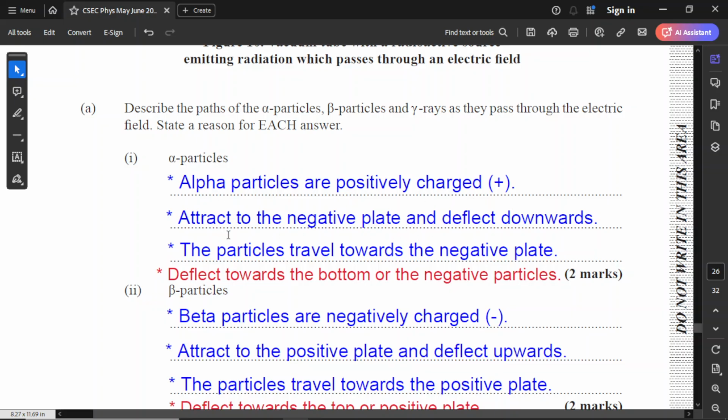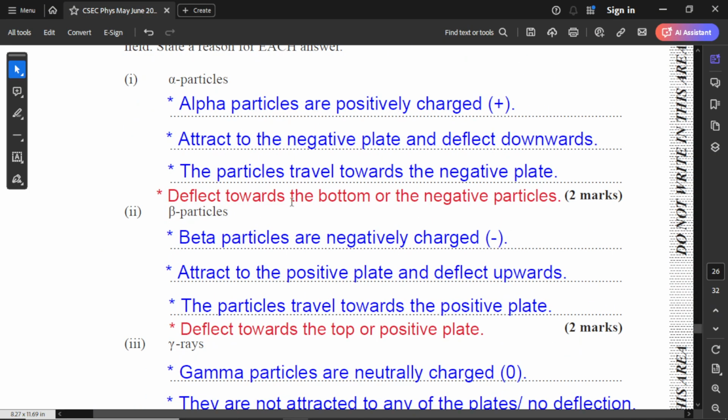You don't have to have everything here, but refer to the direction moving downwards, negative attracts positive or positive attracts negative. For the beta particles now, the beta particles are negatively charged, and so therefore these will be attracted to the positive plate and deflect upwards.